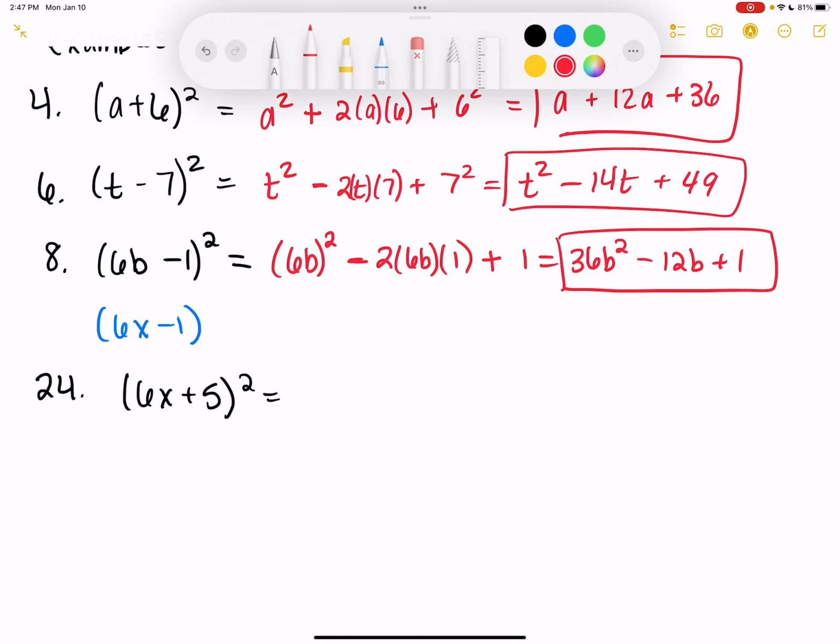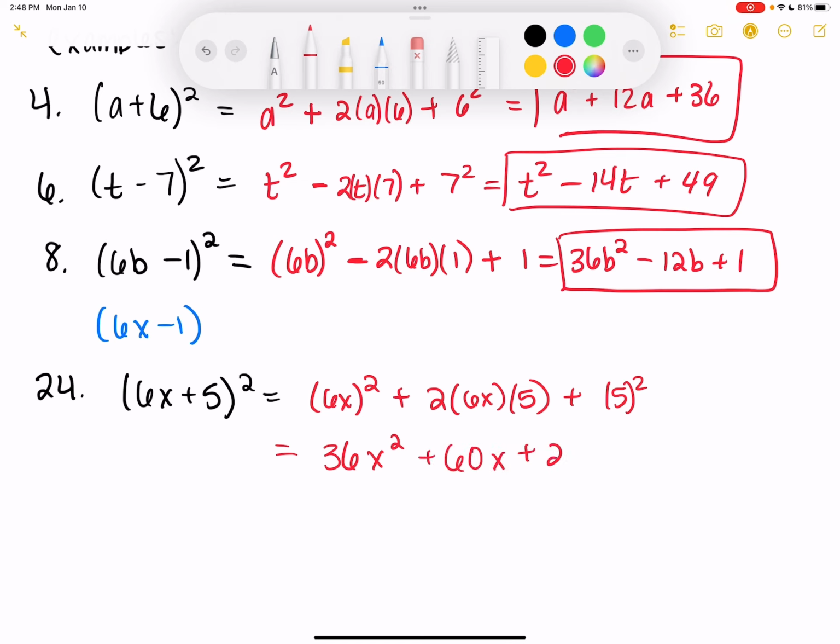Alright, so first term squared, so 6x squared, plus 2 times the first term times the second term, and then plus the second term squared. That's 36x squared plus 60x plus 25.